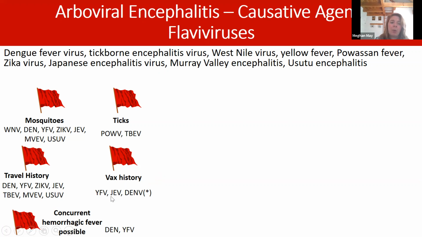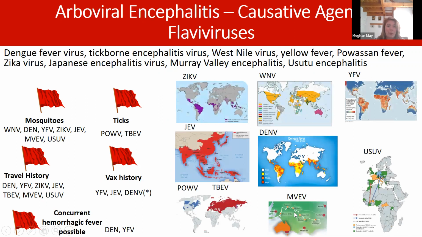Vaccine history is important for ruling in or ruling out yellow fever, Japanese encephalitis, and to a very small and unique subset of patients, dengue virus. But by and large, if we're talking about US-based patients, we would be looking at had they been vaccinated against yellow fever or Japanese encephalitis. In addition to that, both dengue and yellow fever can also cause concurrent hemorrhagic fever syndrome. So more on the pathophysiology of that in block 3, but you may also be seeing patients that are presenting with like petechial hemorrhage.